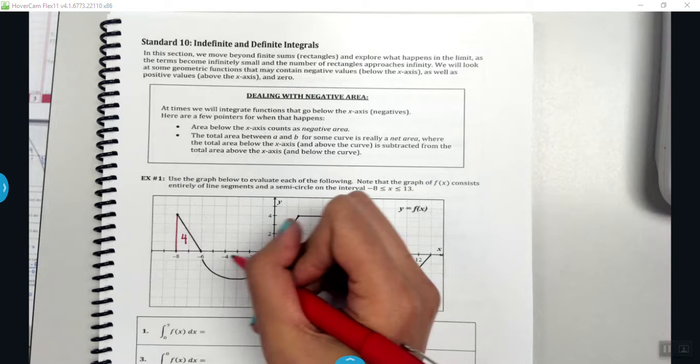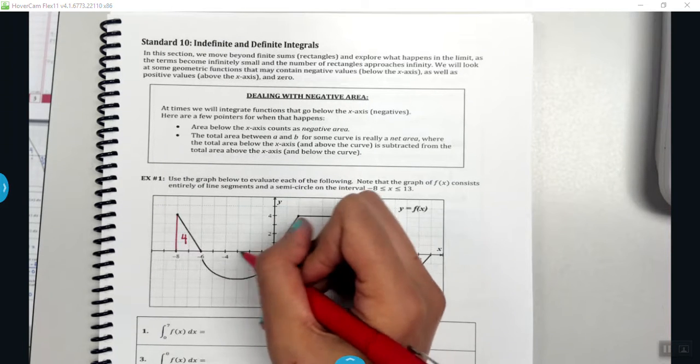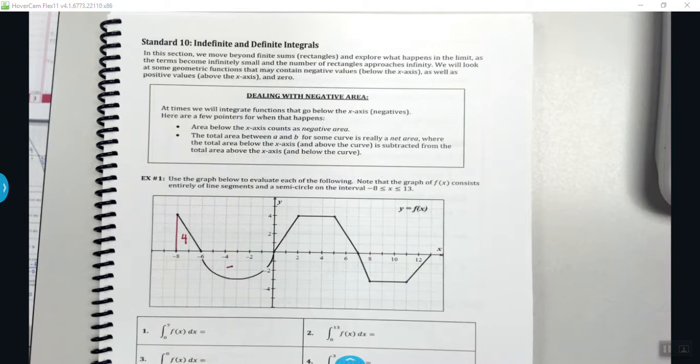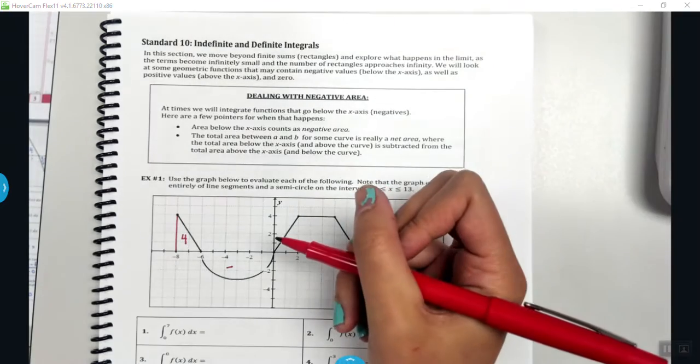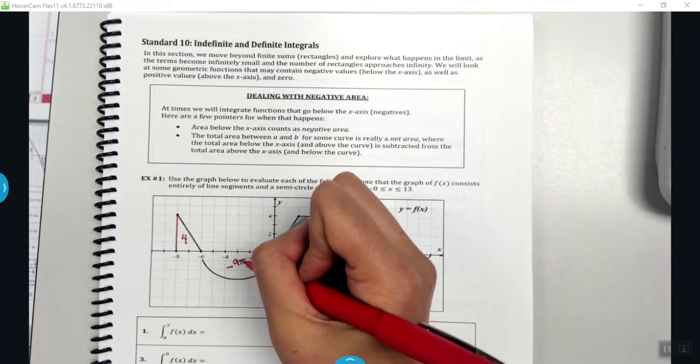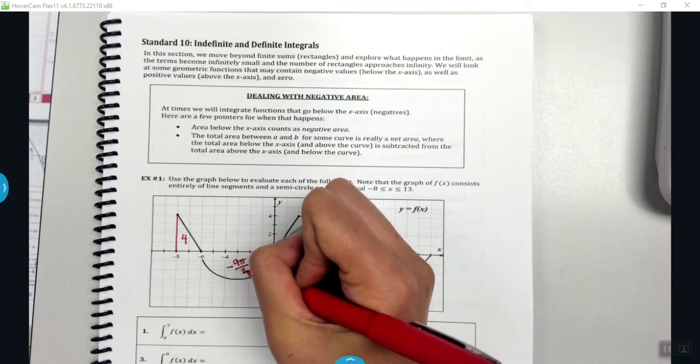What's the area of this? That's a circle, pi. Negative. You're right, it's negative. Negative pi r squared. Pi r squared, 1/2 pi r squared. So what is it? Over 2, because we want a half of it.